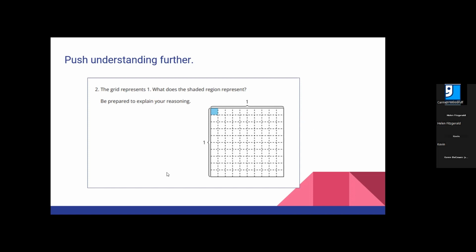What are your thoughts on this activity? What would students learn from this activity? I see you, Carmen. What do you think? Carmen's gonna run away. Go ahead, Karen, go ahead. Sorry, I'm on mute, I'm on mute.